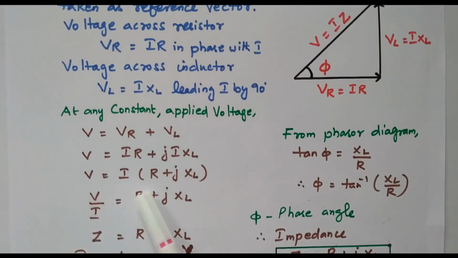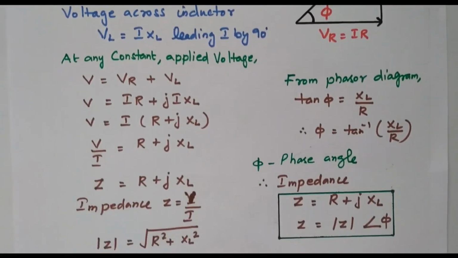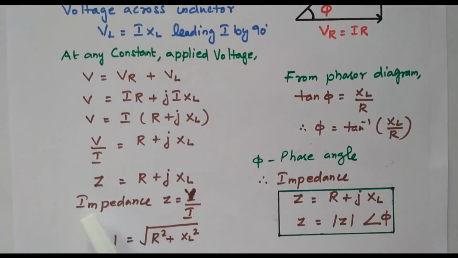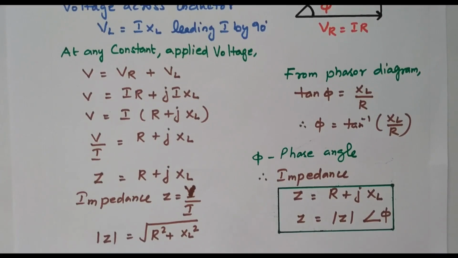So we can take I outside, so R plus jXL, bringing the I to the denominator. V by I equal to R plus jXL. This V by I is nothing but the impedance. Normally V by I is the resistance R, but here we have resistance as well as inductive reactance, so combined it is termed the impedance. So impedance equal to R plus jXL. Then the magnitude of the impedance, modulus of Z, equal to square root of R square plus XL square.